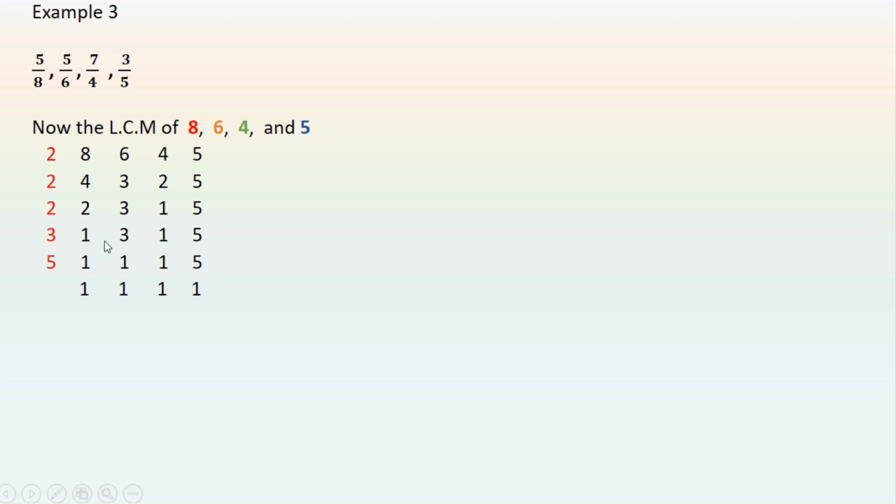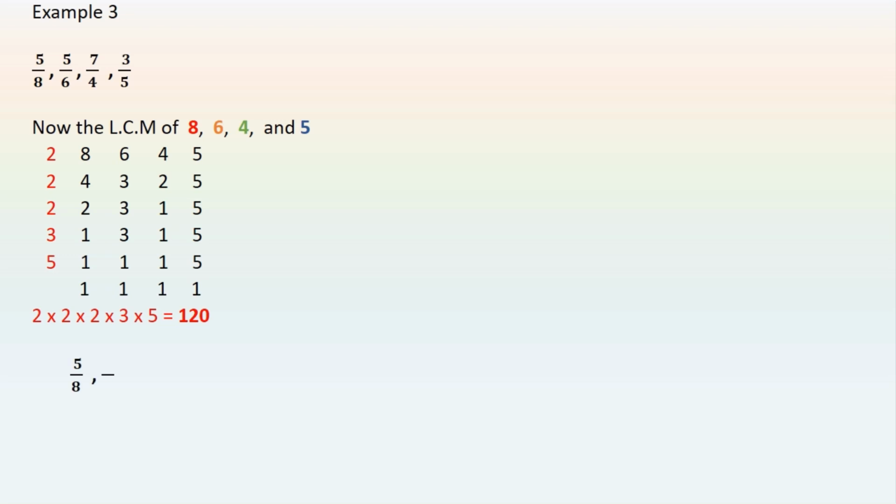So 3 divided by 3, I have 1 here. 5 also will be repeated down. So I have 1, 1, 1 here. Then 5 will divide itself to give 1. So my aim is to get 1 throughout the base. Since I have 1, 1, 1 throughout the base, I'll multiply the numbers with the red symbol. So I'll multiply 2 times 2 times 2 times 3 times 5. That'll give me 120. So 120 is my least common multiple.